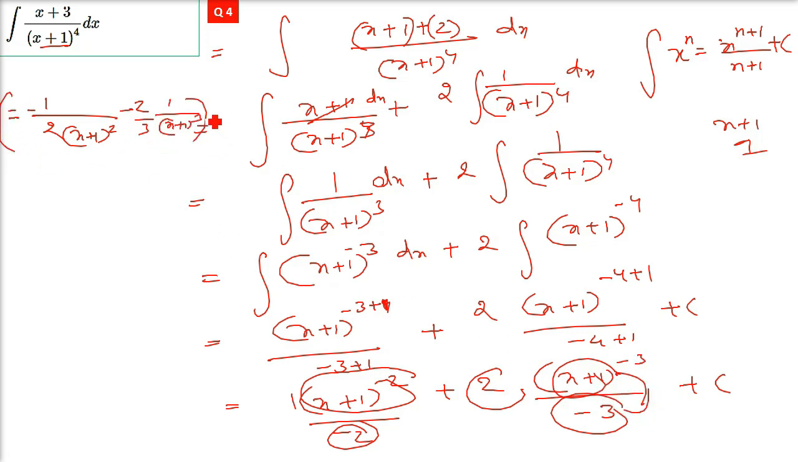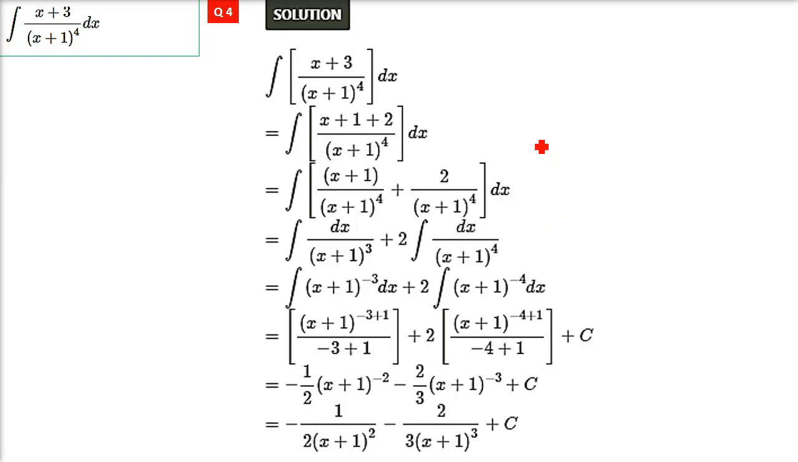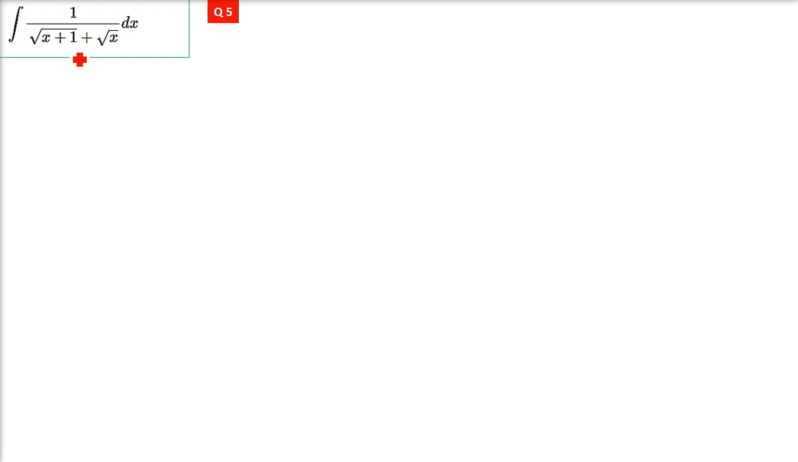This is your final result with the constant of integration. So this is your final result. This is the whole scenario. Now this question needs rationalization, because that will make the simplification. That will give you a simplified version of this, and you can integrate also very easily. So all these questions need rationalization.